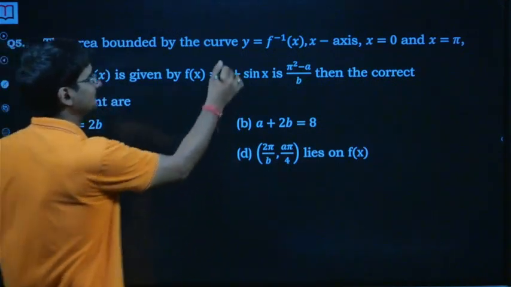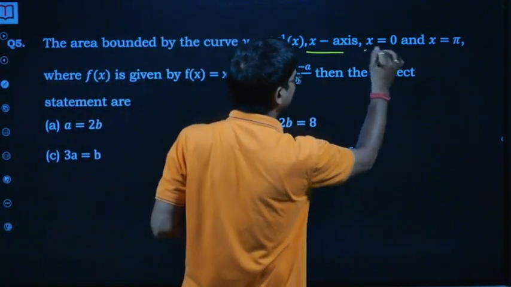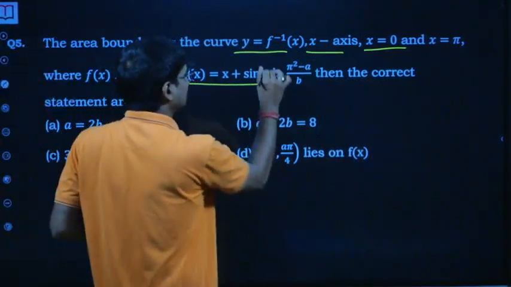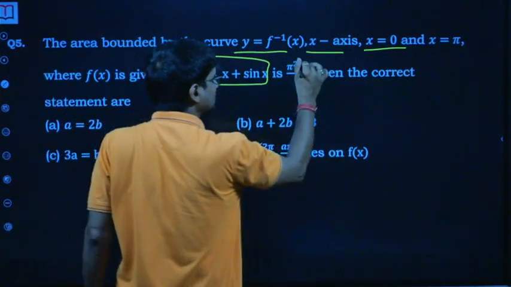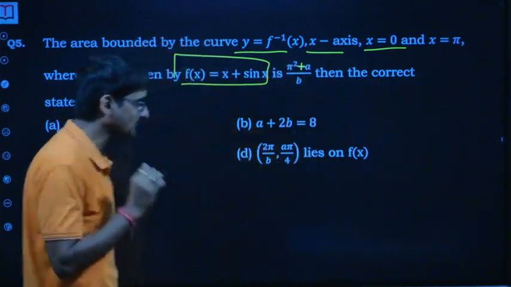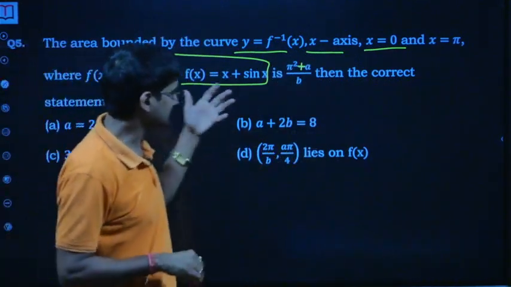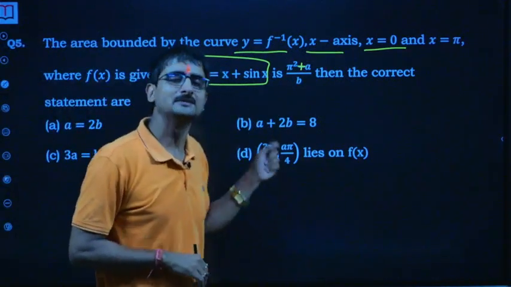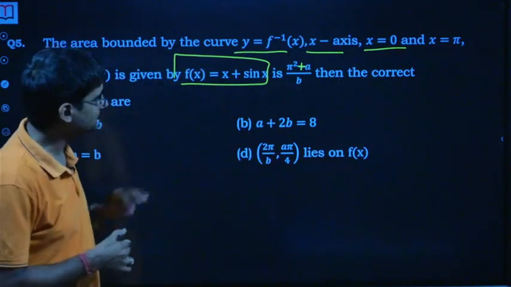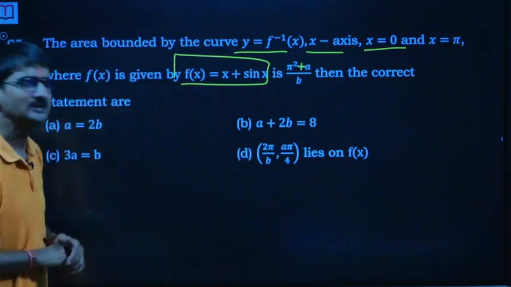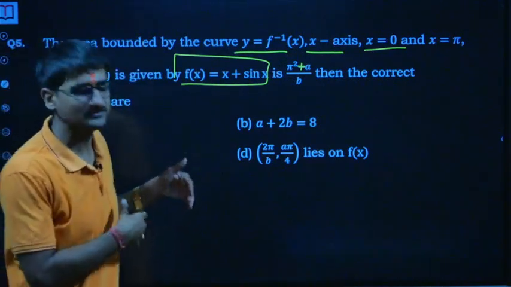The area bounded by y equals f inverse x, the x-axis, x equals a, x equals pi, where f(x) is given by this, is pi square. So there is a correction here, because when I solved it, students asked me about it as a doubt, and we got the answer when we compared it with pi square plus a by b. Once again, when I solve it, we'll check it once more.